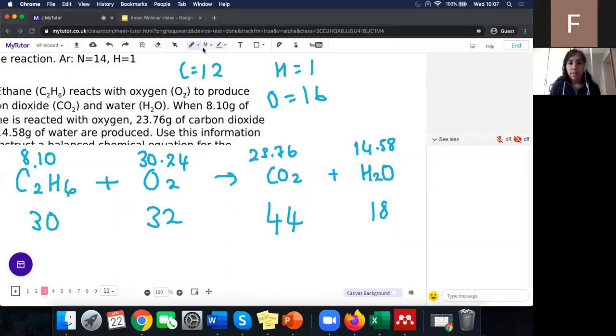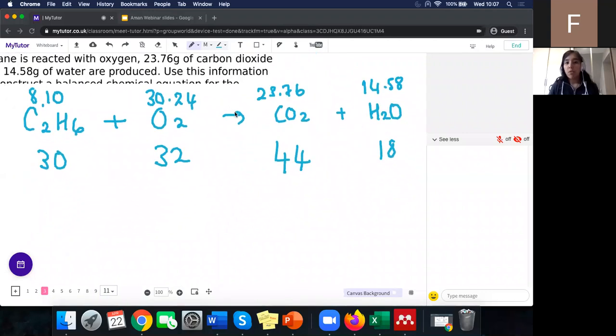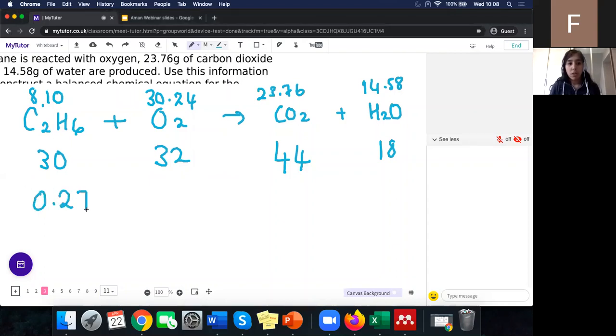Okay, great. So let's work out the number of moles then. So the moles is equal to the mass over the MR. So for ethane, 8.10 divided by 30. What's 8.10 divided by 30? 0.27, thank you, well done. Okay, what about oxygen? 30.24 divided by 32. Yep, 0.945.